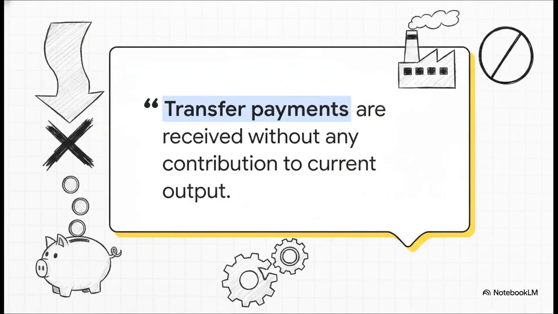To crystallize this entire masterclass into one single undeniable principle of public finance, let's return to the exact syllabus phrasing. You really need to burn this quote into your memory. Transfer payments are payments received without any contribution to current output. If there's no contribution to output, it literally does not belong in the national income. It is beautifully simple and incredibly strict.